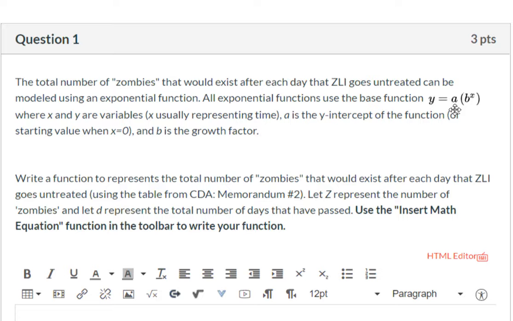A is the y-intercept of the function. It's the value of the function when x is equal to 0. Sometimes we call that the initial value, the very beginning point where we're taking data collection at day 0 or time equals 0. What is the value of y? What is the value of what we're tracking on that day or at that moment?